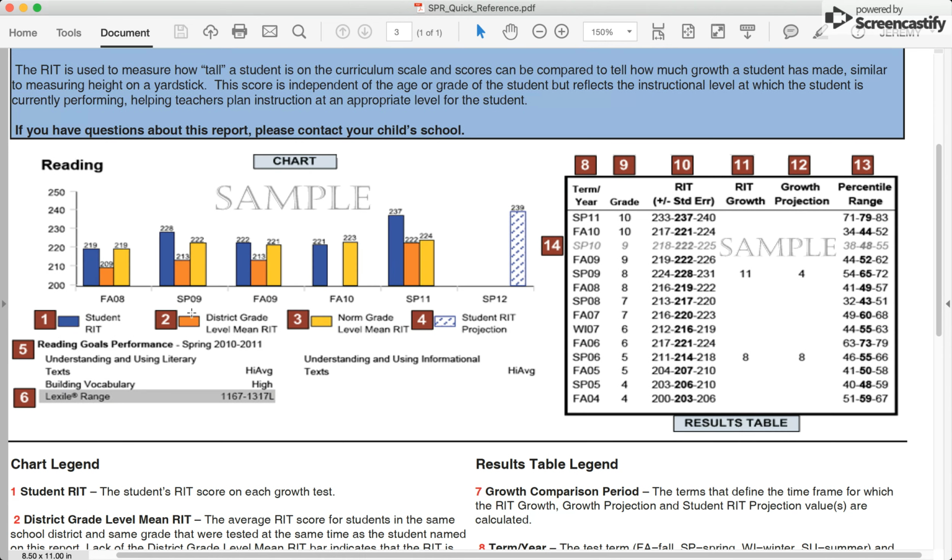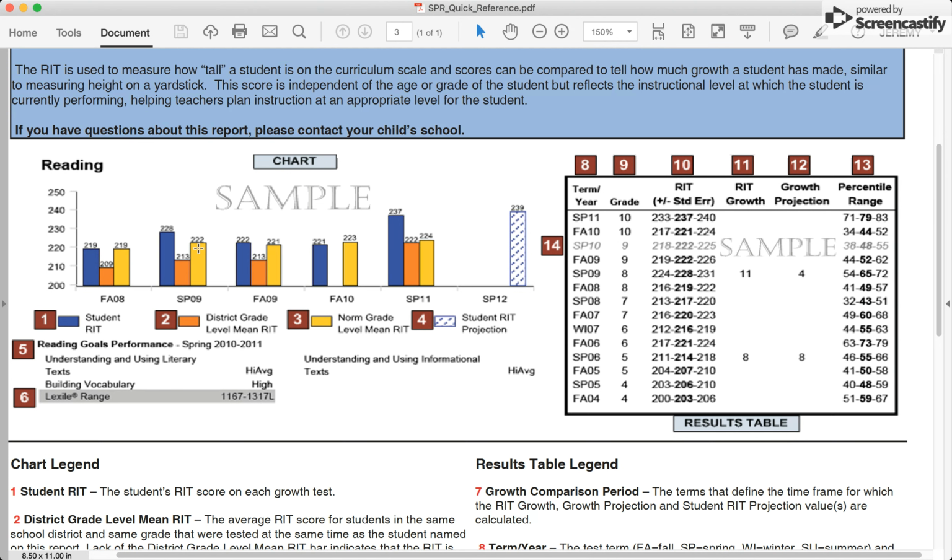Now, another important thing to look at is the orange, which is your district score. How does your child compare to his or her class? Because that's what this would be, the other 10th graders, for example, or the other fourth graders or the other third graders. So in this case, this particular student is scoring above the ordinary student in his or her class.